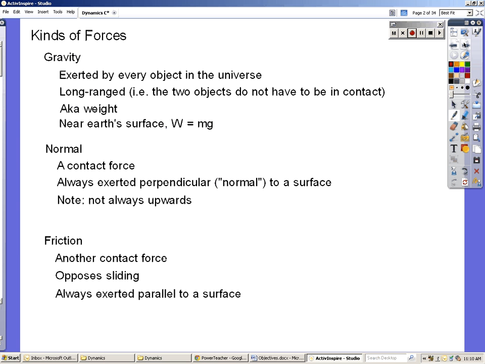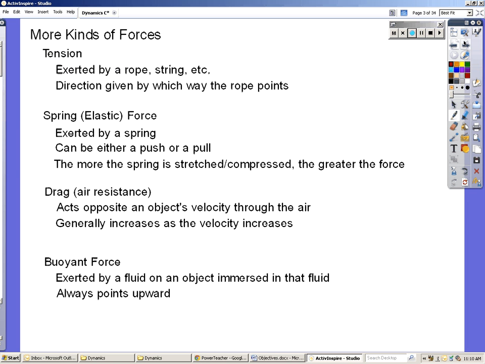If the floor is slanted, the normal force will be at an angle. There's also friction, which is another contact force. It tends to oppose sliding motion, and it's always exerted parallel to a surface. There's also tension, which is the kind of force exerted by a rope. There are spring forces, which are exerted by a spring. Go figure. Springs can either push or pull, depending on how they're stretched. And the more the spring is stretched or compressed, the greater the force.